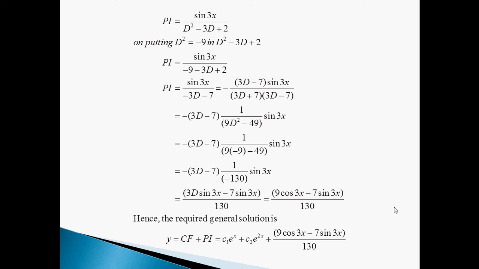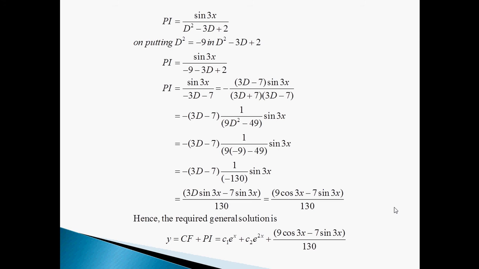Now we have to convert its D into D square. We multiply the conjugate to the numerator and denominator, so it is 3D minus 7 in the numerator and 3D minus 7 in the denominator. We get minus (3D minus 7) into 1 upon (9D square minus 49) sine 3x.